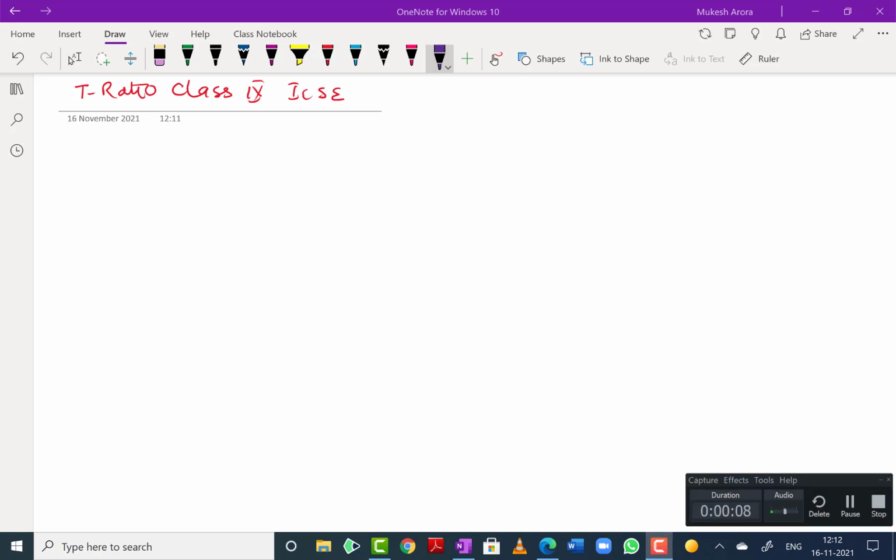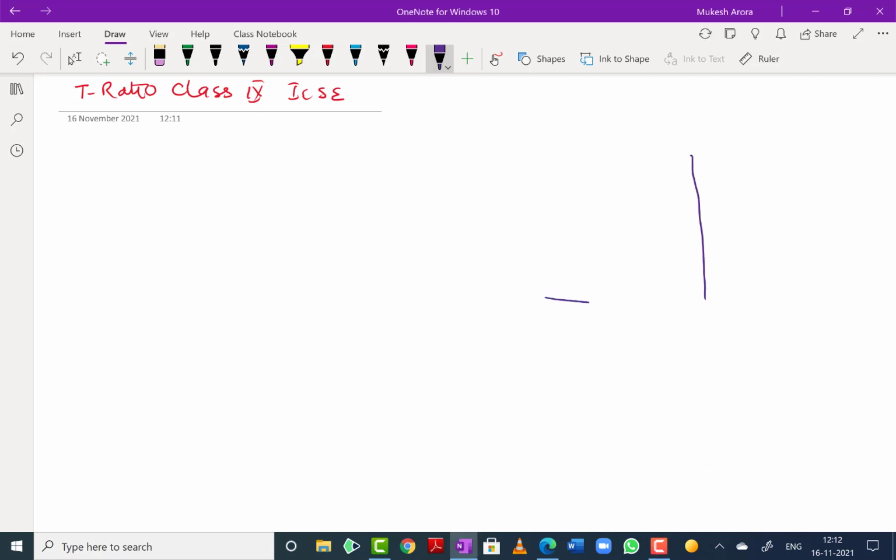Good morning, students. Today we are going to start the trigonometrical ratios. In trigonometrical ratios, we are connected with the right angle triangle. Triangle ABC is right angle at B and the angle is at A. So this will be the baseline, this will be perpendicular and this will be hypotenuse.